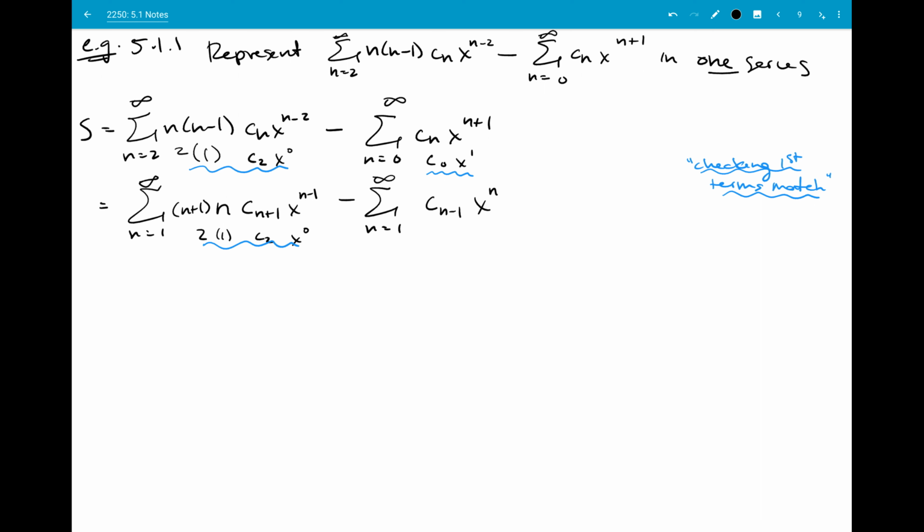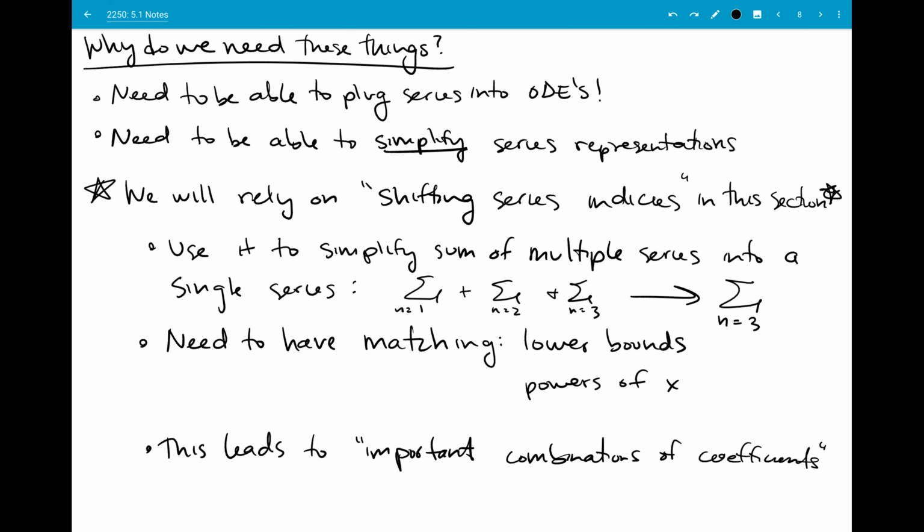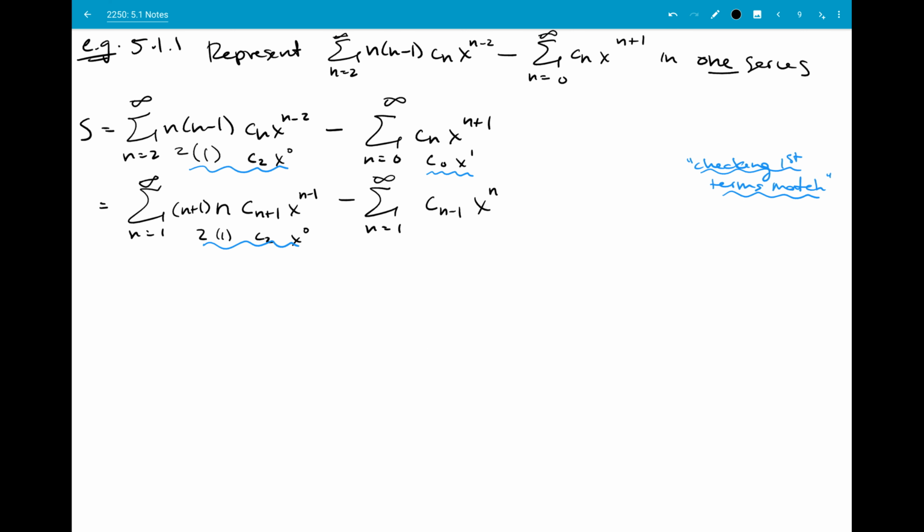All right. So I've done this first thing. I went ahead and I made it so that the lower bounds match. Now I need to make sure that the powers of x match. So let's go ahead and try that.